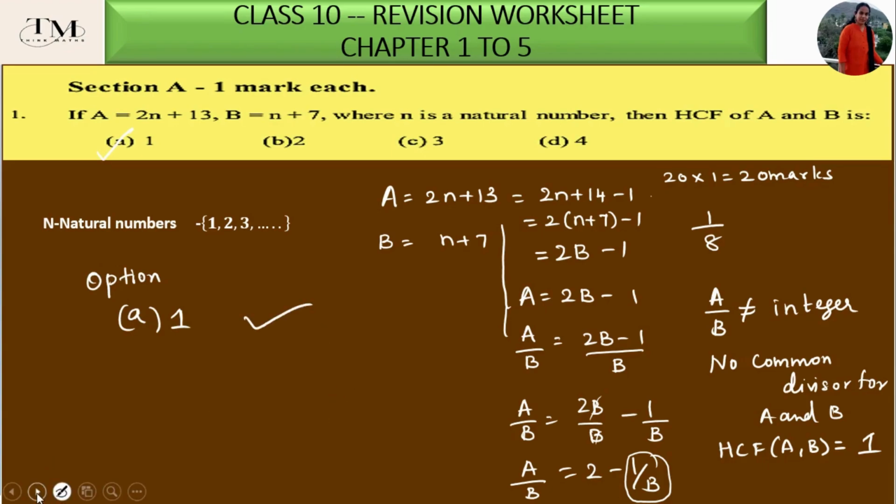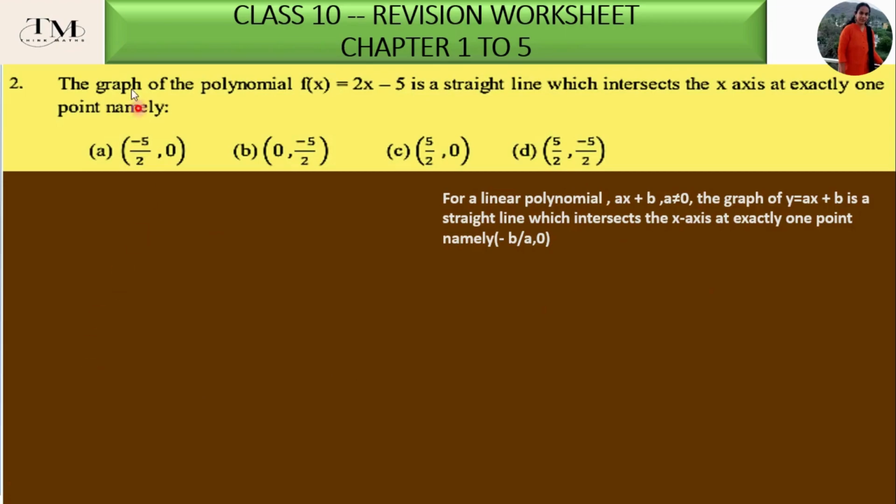Okay, children. So next question, second one. The graph of the polynomial f of x equal to 2x minus 5 is a straight line which intersects the x-axis at exactly one point, namely which point we have to find out. So this is from the second chapter, polynomial. So there we learned for a linear polynomial ax plus b, a is not equal to 0, the graph of y is equal to ax plus b is a straight line which intersects the x-axis at exactly one point, namely minus b by a, comma 0.